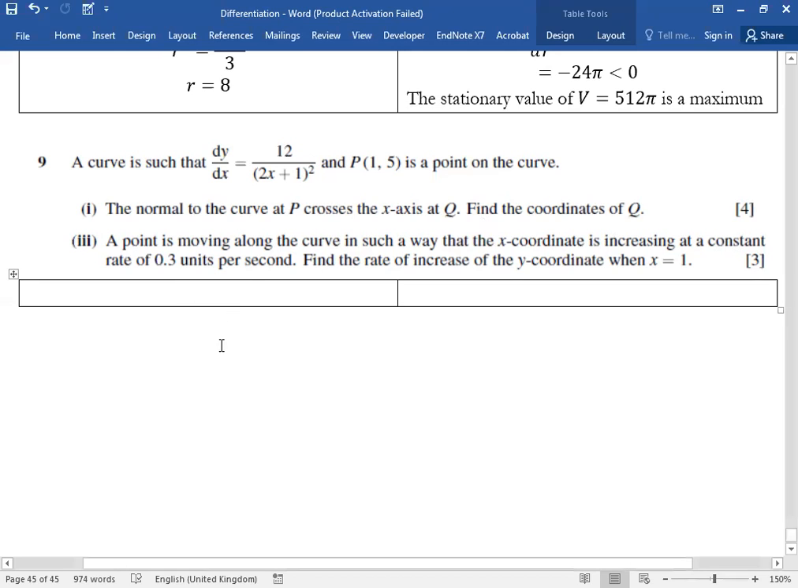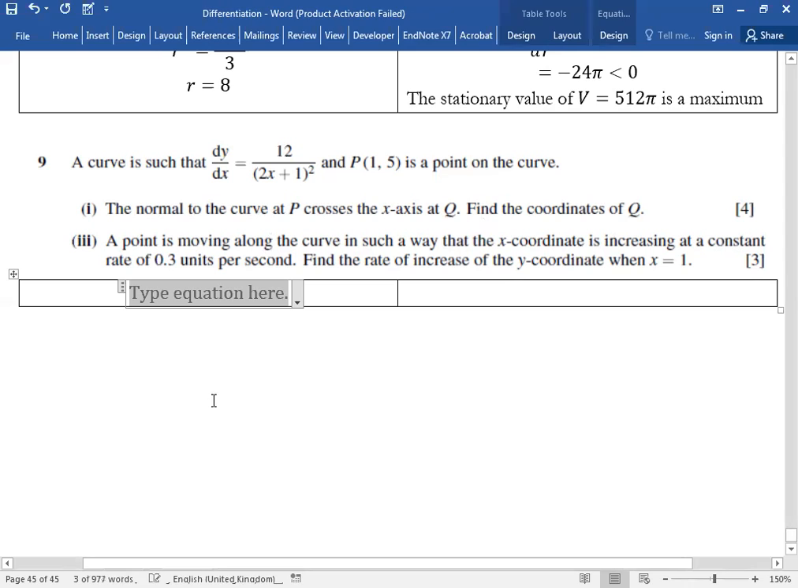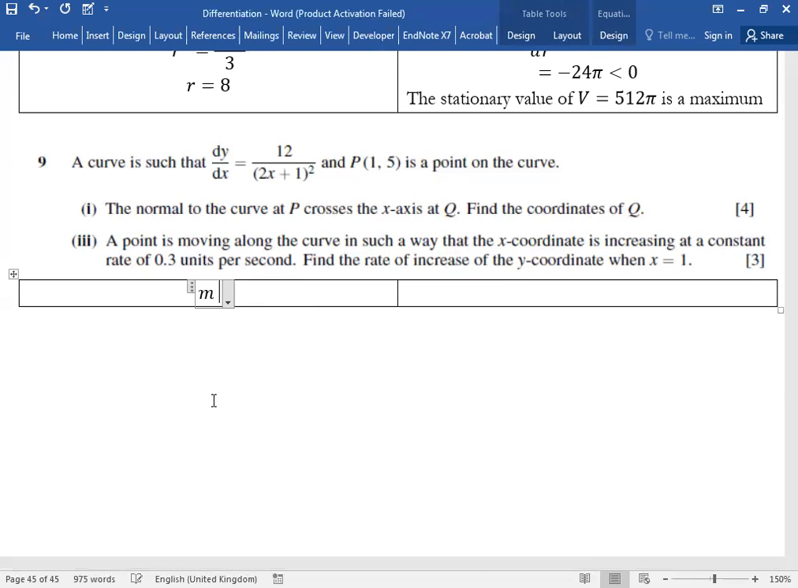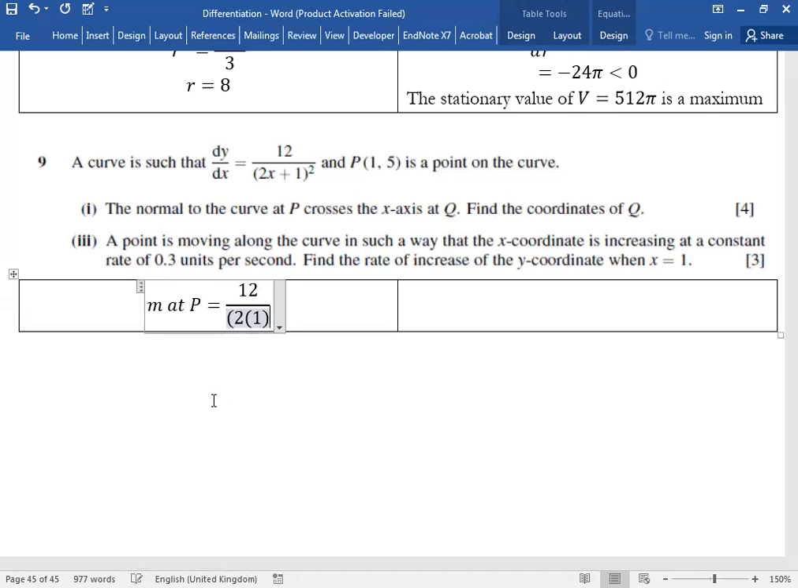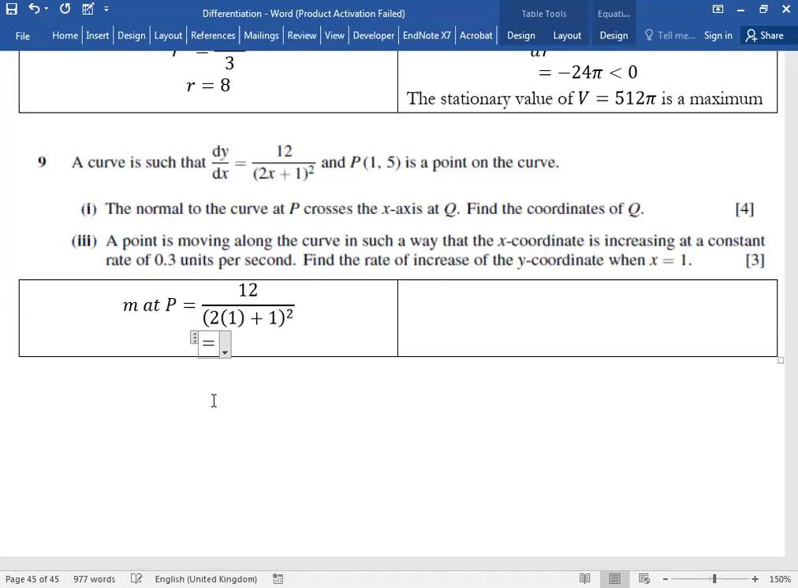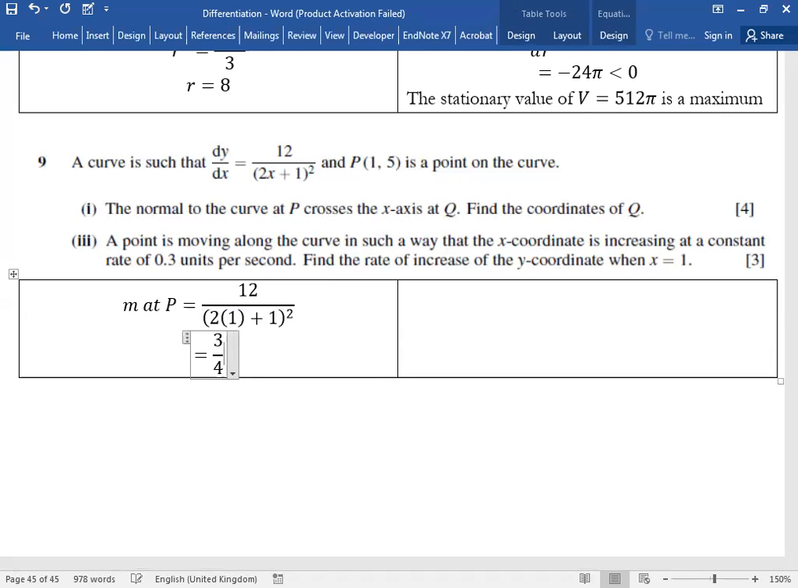So first we'll find the gradient at P, or I can say M at P. How do I find the gradient at P? 12 upon 2 into 1 plus 1 squared. Derivative में I plug in the values. What do I get? 3 का square, 16, 3 over 4. This is the gradient at P. Or I can also say that this is the gradient of the tangent at P. दोनों बातें हो सकती हैं. Gradient of a curve at any point or gradient of the tangent at that point both mean the same thing.